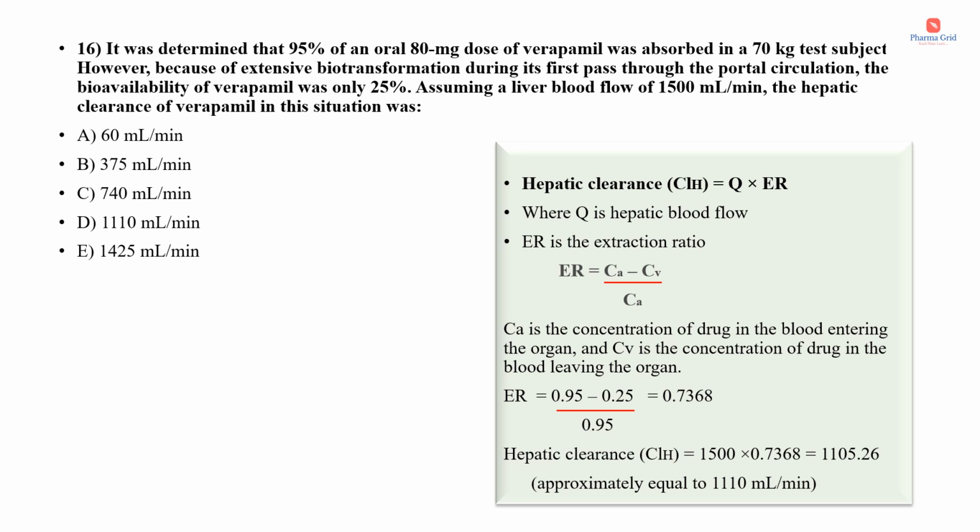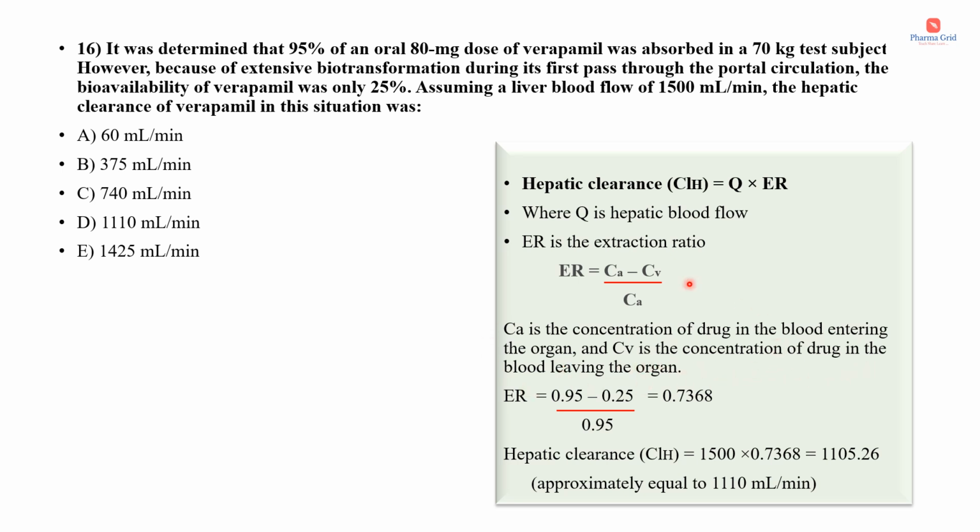this situation was. So in this question, we need to calculate the hepatic clearance. So the equation to calculate hepatic clearance is equal to Q into ER, where Q is the hepatic blood flow and ER is the extraction ratio. And the extraction ratio can be calculated using this equation, that is Ca minus Cv divided by Ca. Ca means it is the concentration of the drug in the blood entering the organ. And Cv is the concentration of drug in the blood leaving the organ.